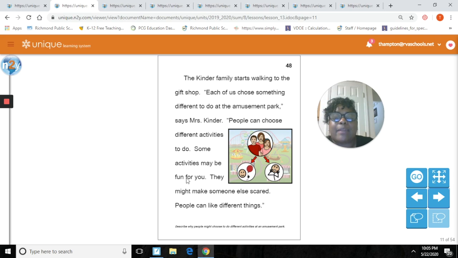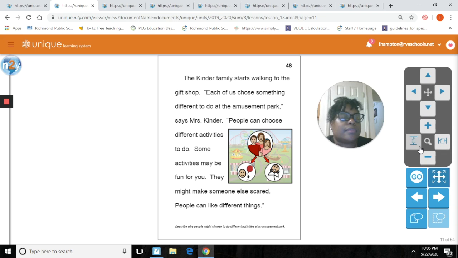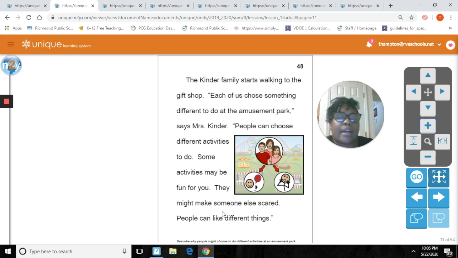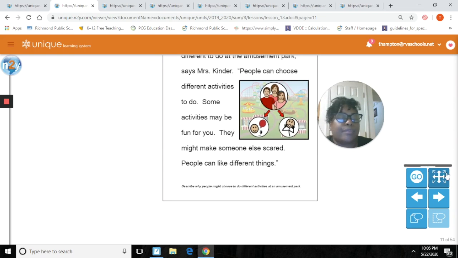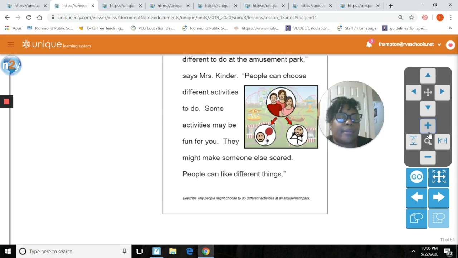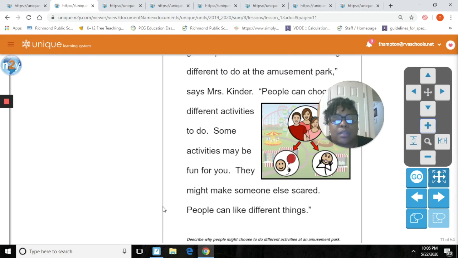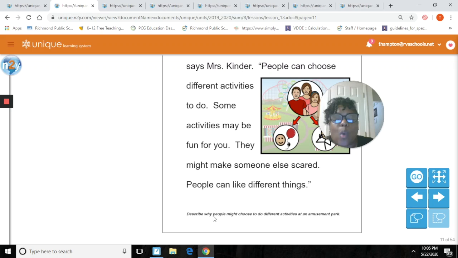"People can choose different activities. Some activities may be fun for you. They might make someone else scared. People can like different things." Okay? So let's just take a look at our focus question at the bottom here. Let's make it a little bit bigger. It says, describe why people might choose to do different activities at the amusement park.